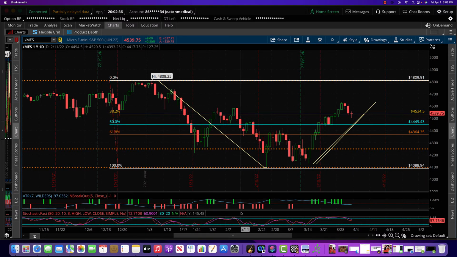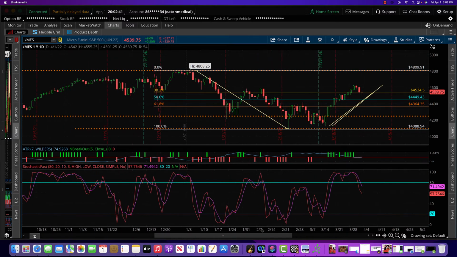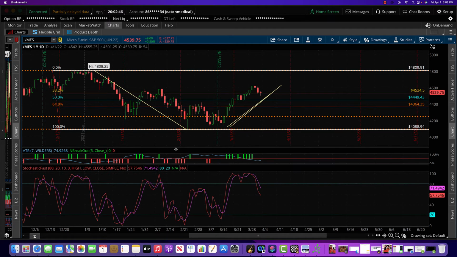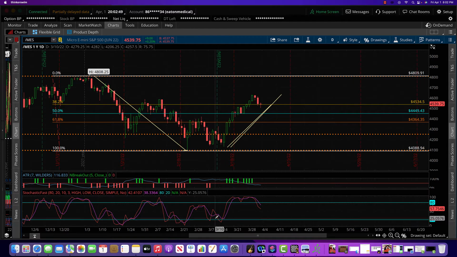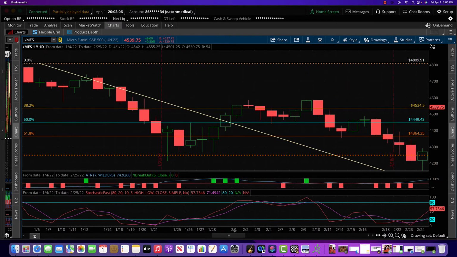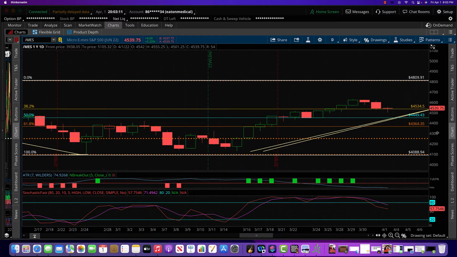Okay, now let's look at stochastic now. Stochastic can be a really great tool. I mean, I just think we don't use it the right way. But here you see we're at these oversold levels, coming off of the high, coming from the quarterly low. Stochastic was oversold, right? Now, what I want to zero in on is what happens at these transition points in the market.